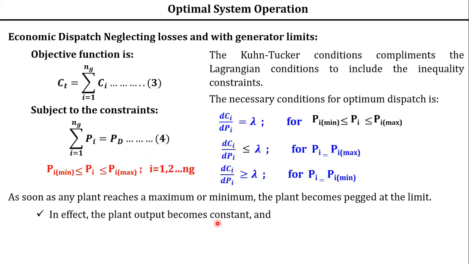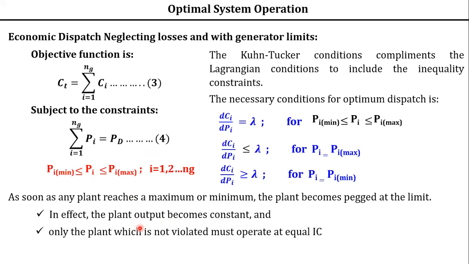So the plant output becomes constant whenever the Pi value is pegged at either Pi minimum or Pi maximum. That point you should remember. Only the plant which is not violated must be operated at equal incremental cost. The violated plant's output becomes constant. The plant which is not violated should alone operate with equal incremental fuel cost. Hope you understood this one.